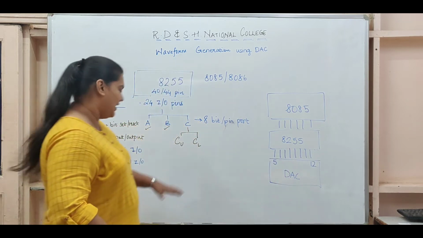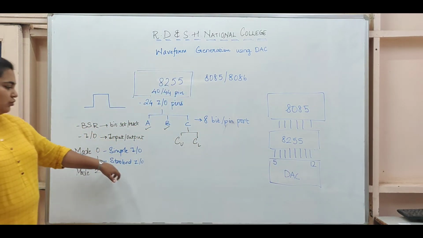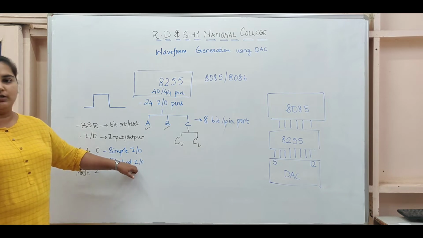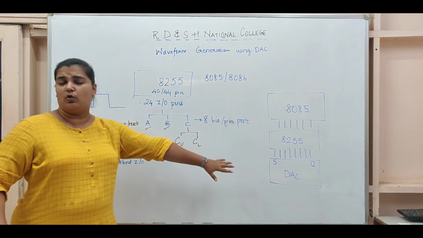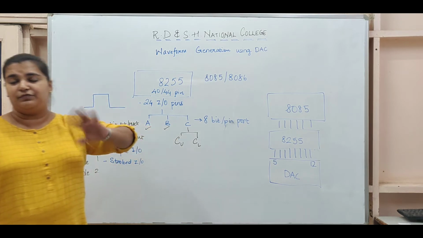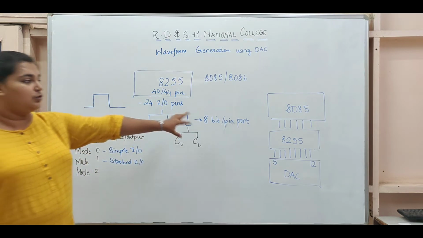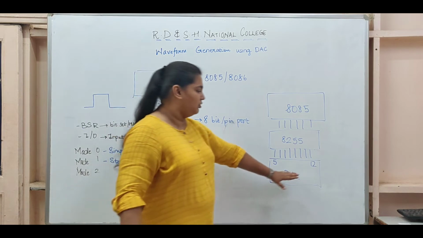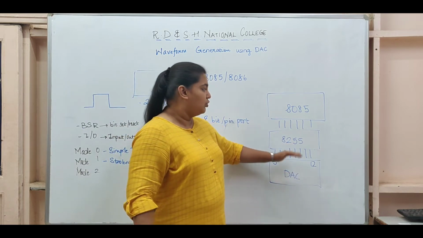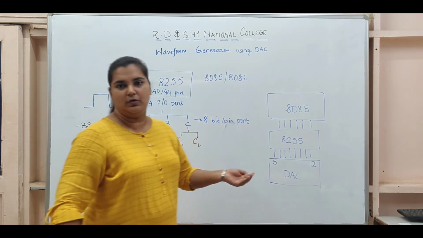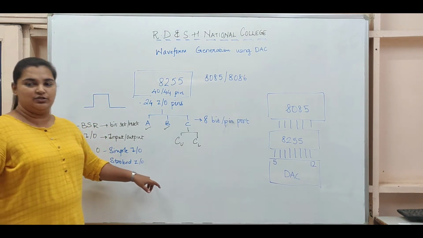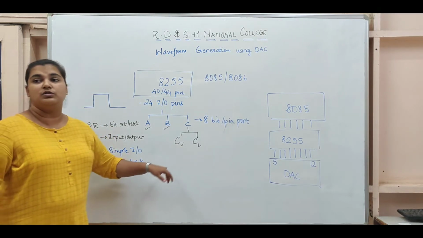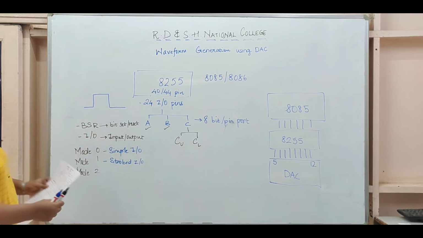I repeat, strobed IO allows handshaking. Since the 2 devices, 8085 and whatever peripheral, will have different work frequencies, the 2 of them are brought down or raised to the peripheral's frequency. When the frequencies are matched, that is called handshaking. Strobed IO allows handshaking mode. Simple IO does not allow handshaking.